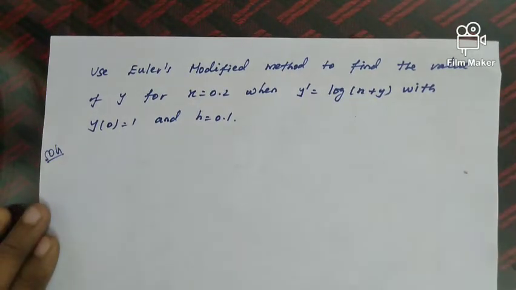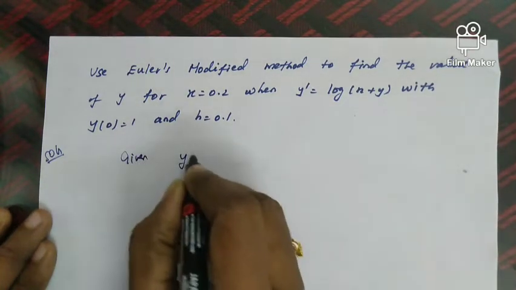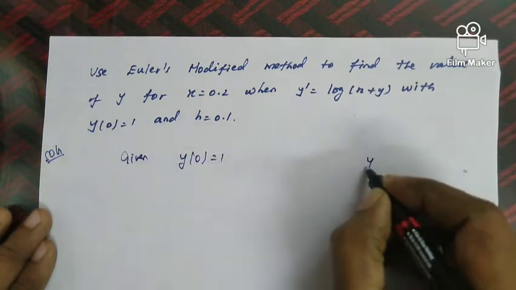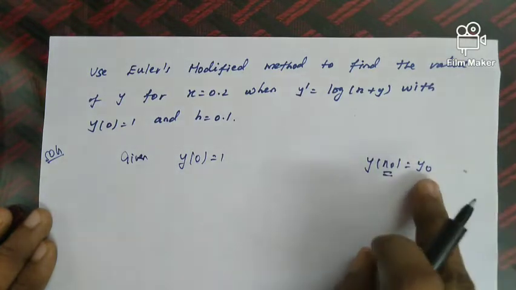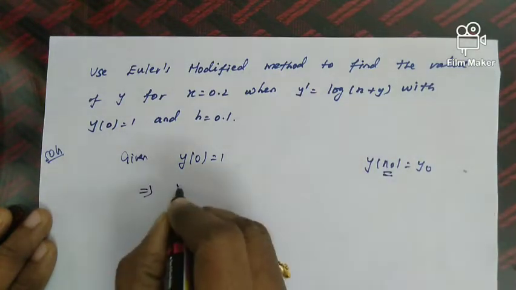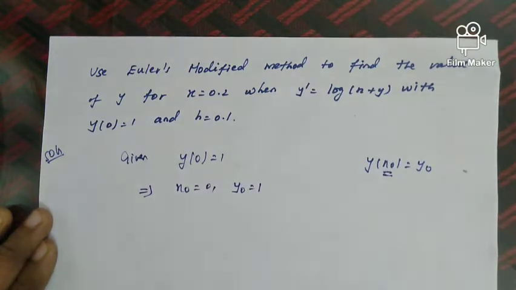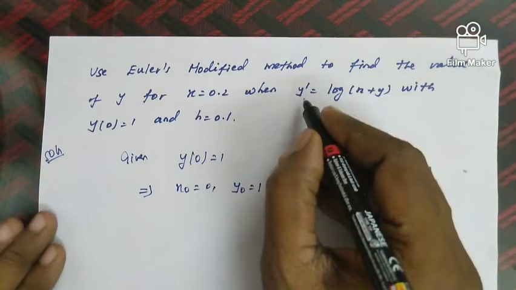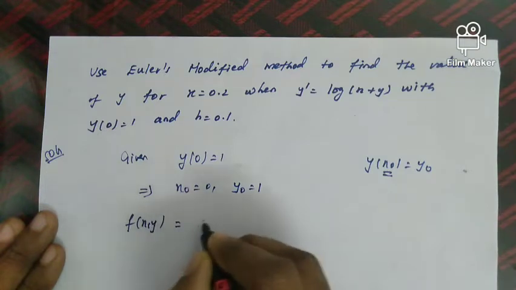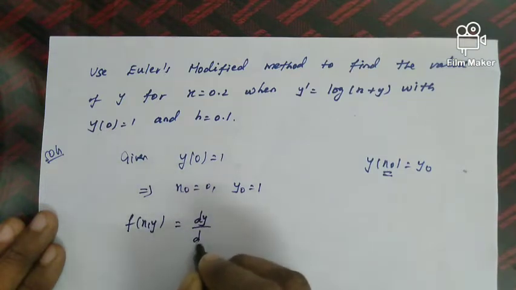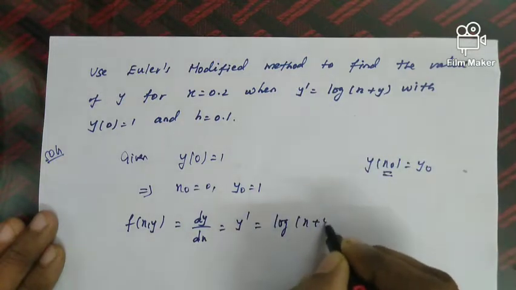First we have to take the initial condition. What is given? The given condition is y of 0 equal to 1. We know that y of x naught equal to y naught. So what is our x naught? x naught is 0, y naught is 1, which implies x naught equal to 0 and y naught equal to 1. What is the given differential equation? y dash, which is nothing but dy by dx, which is our f of x comma y. It is given that it equals log of x plus y.